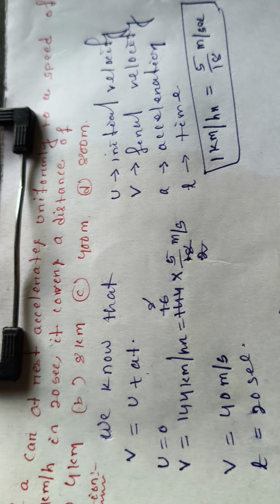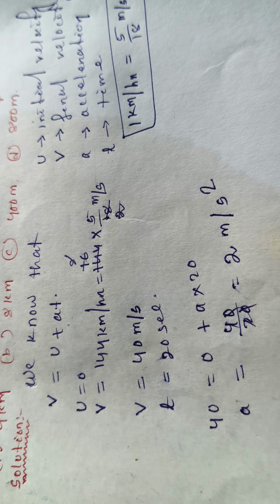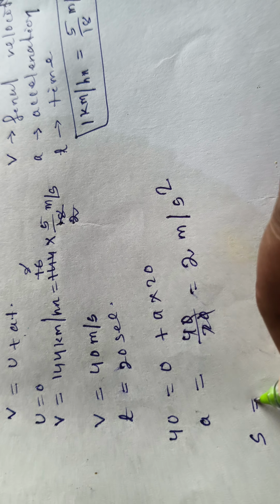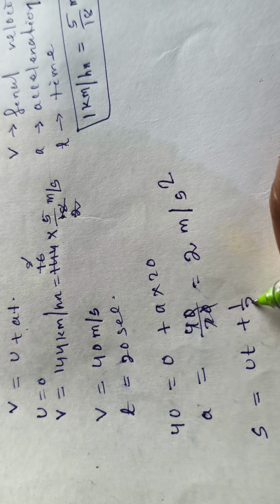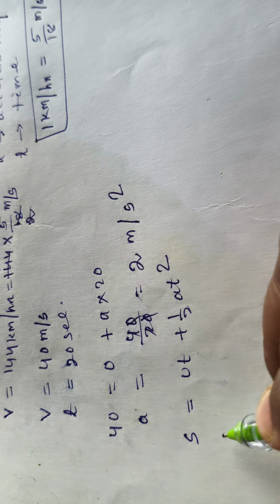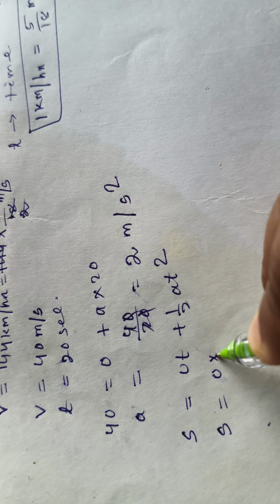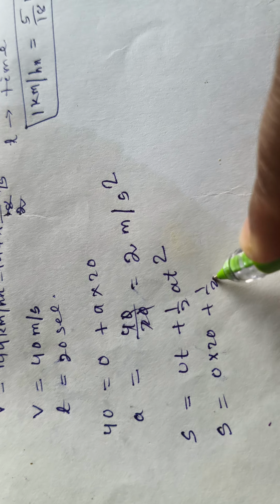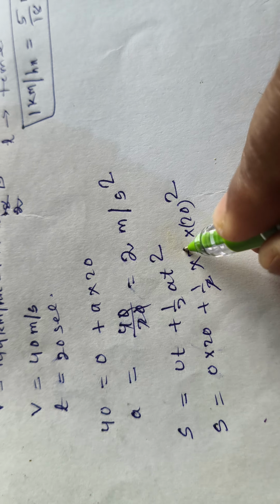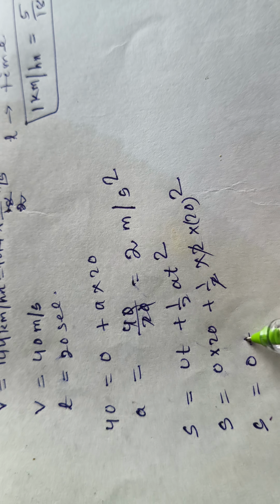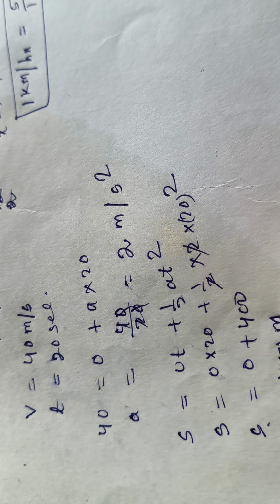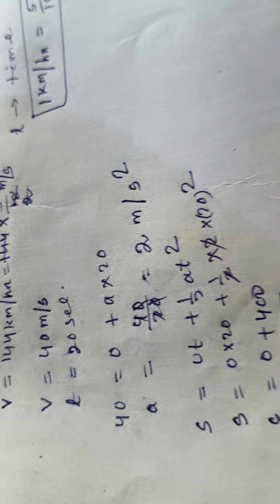distance. Okay, according to the second law of motion, s is equal to ut plus half at square. So s is equal to u is 0, time is 20, plus half into acceleration 2 into time 20 square. Okay, now 2 cancels, s is equal to 0 plus 400. So s is equal to 400 meter. So this is your final answer.